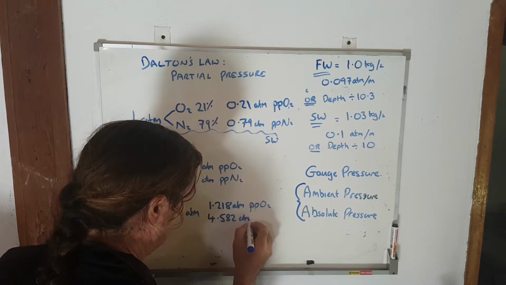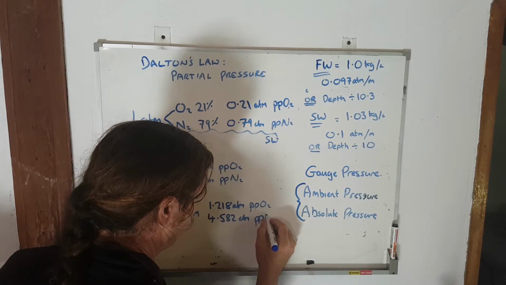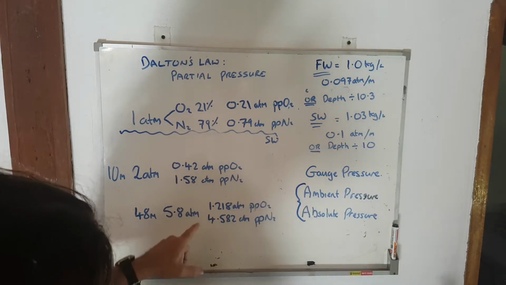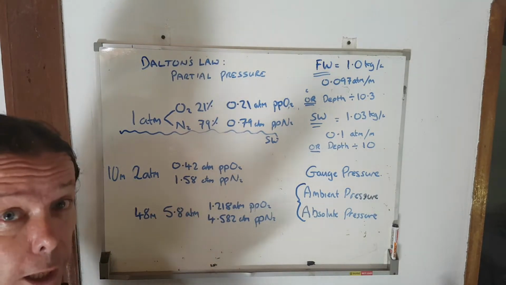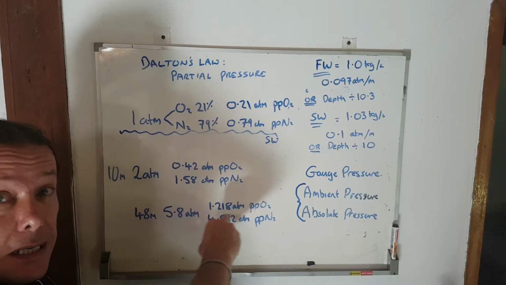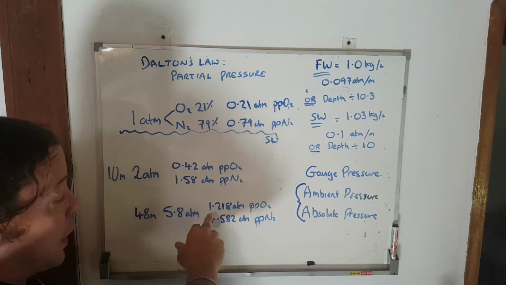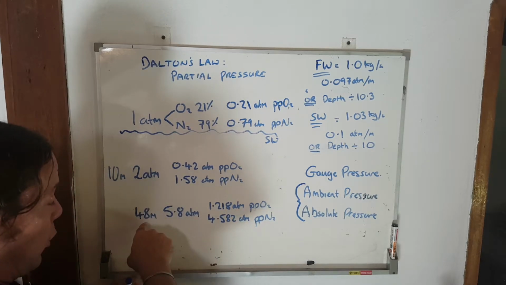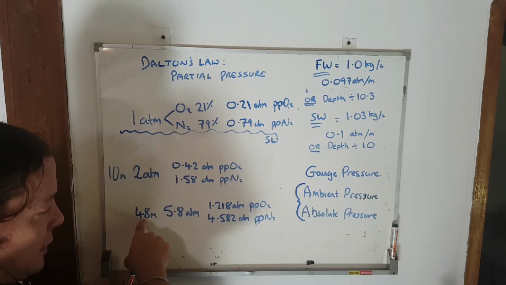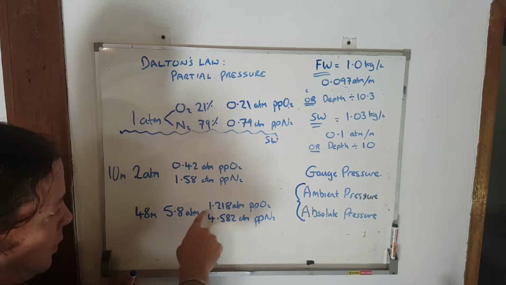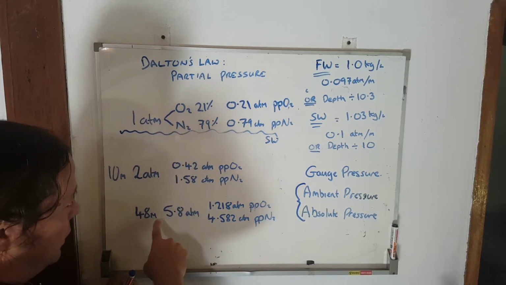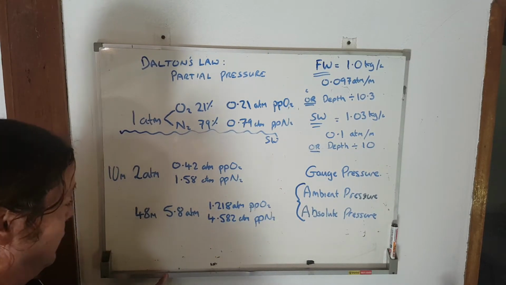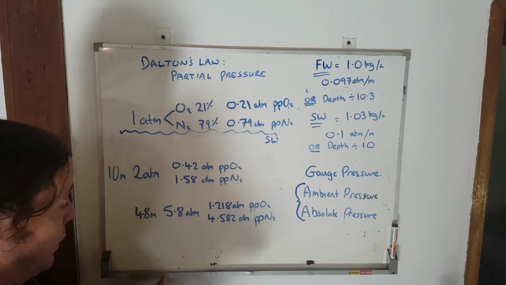4.582 atmospheres partial pressure nitrogen. Now look at those 2 numbers there. This number here, for those of you that are nitrox divers, has a safety limit when we nitrox dive of 1.4, and you can see we're well beyond normal recreational diving here, so we're not diving nitrox here. Now we're diving air. Now, this number here, that's the number that causes your narcosis. And I've definitely got narcosis at 48 meters.